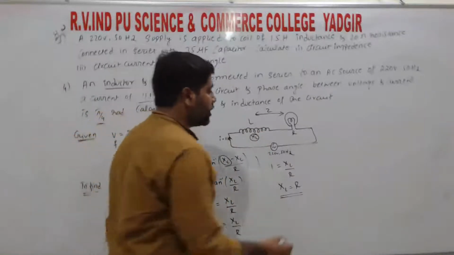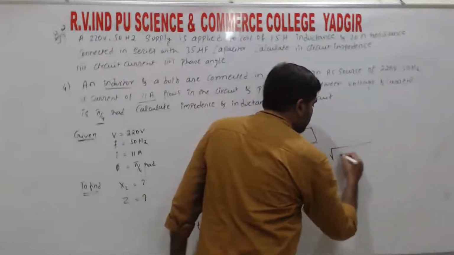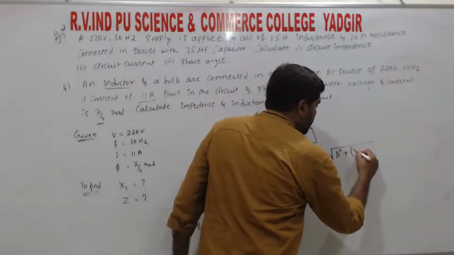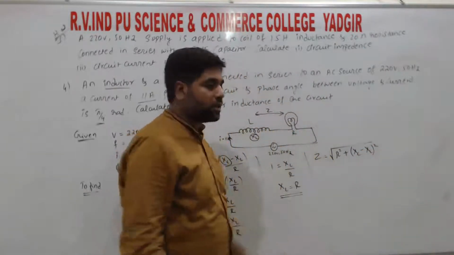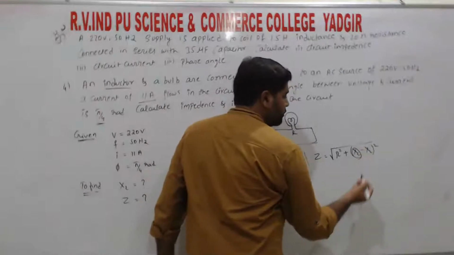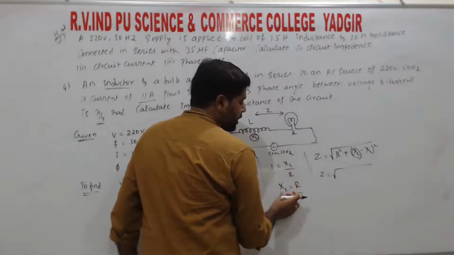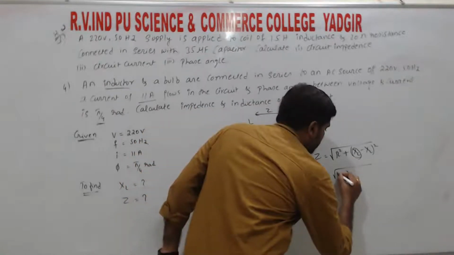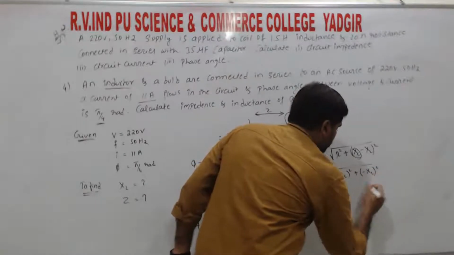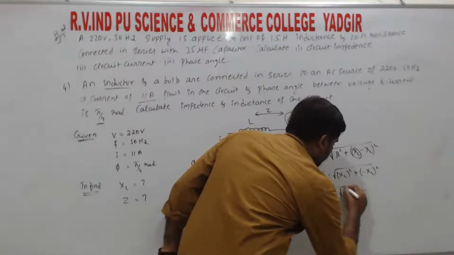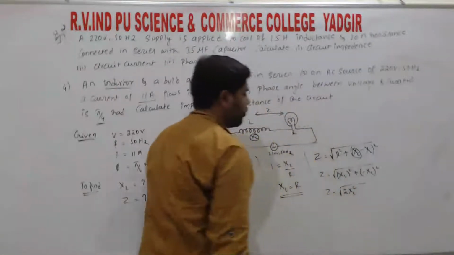Now again, using the relation to find the impedance Z, that is equal to the square root of R square plus (XC minus XL) whole square. Here there is no capacitor, that's why this value becomes 0, right? So Z is equal to the square root of, in place of R we can write XL, XL whole square plus XL whole square, right? So Z is equal to the square root of 2 XL square.